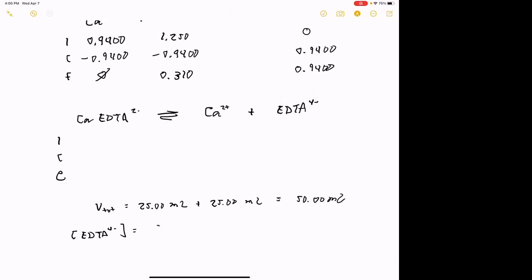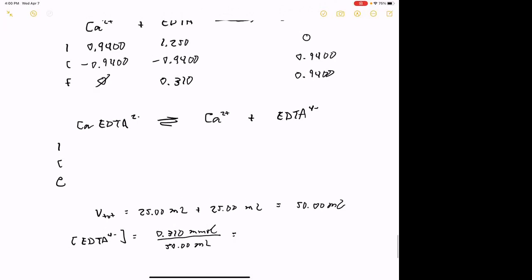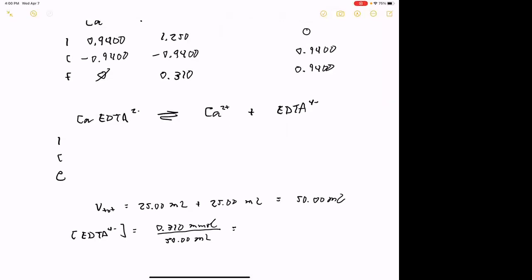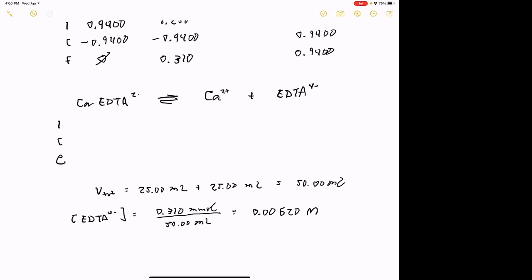It's going to be the 0.310 millimoles of it divided by my 50 mLs. And that should turn out to be, let's see, that's the calcium. What was that? Oh, that's the EDTA. Check me there, 0.00620. Is that what you get? Yeah. Thanks. That's molarity. Okay, now I'll leave the calcium EDTA for you guys to do.